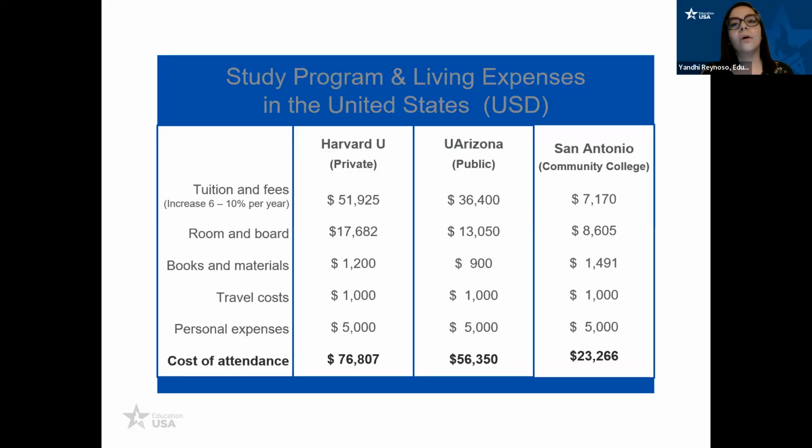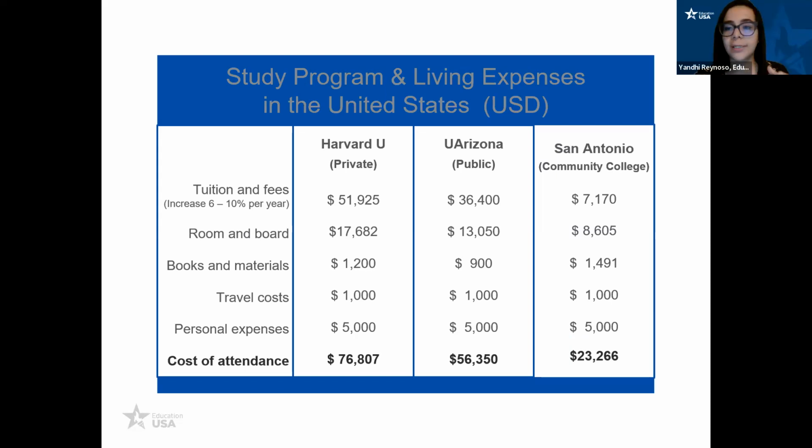Also, this chart shows 3 examples of the 3 different institutions that we already mentioned: a private institution, a public institution, and also a community college. So these are just estimates. If you're interested in learning about the specific rates or the specific amounts, go to the institution website, and then you can review this information.